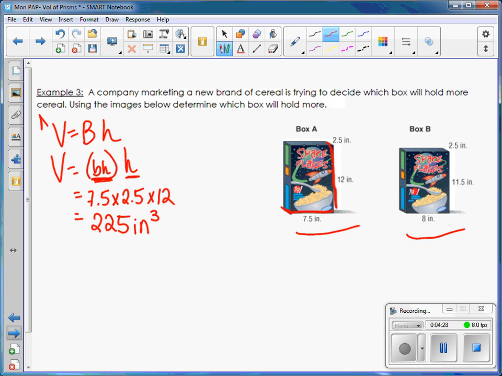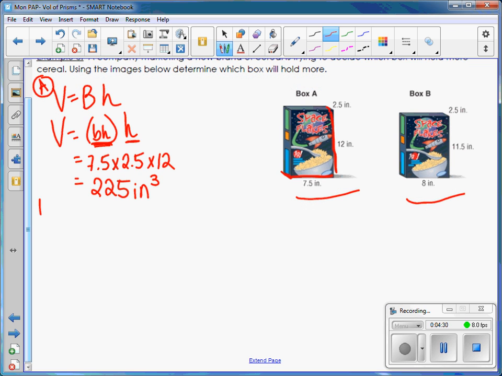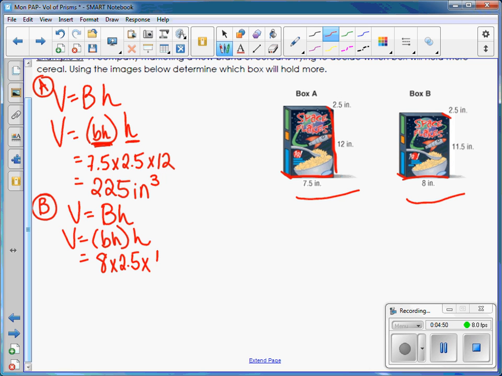So that's box A. Box B is, again, volume equals base times height. Remember, we should always write our formulas out. It's a little time consuming, but it's in your best interest. So I'm going to use 8 for my base, and then that length tells me that it's 2.5. So 8 times 2.5 times h, which is 11.5. So I've got those multiplying out to 230 inches cubed. So which one holds more? That would be box B.